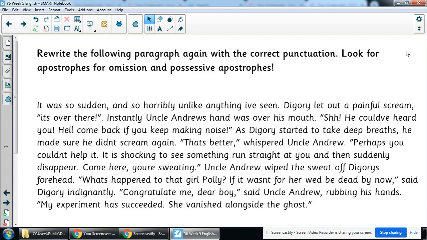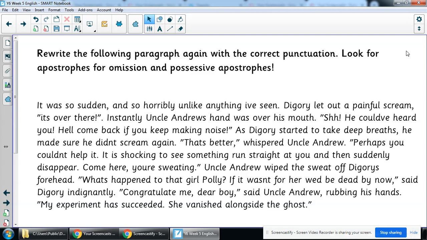It is shocking to see something run straight at you and then suddenly disappear. Come here, you're sweating. Uncle Andrew wiped the sweat off Diggory's forehead. What's happened to that girl, Polly? If it wasn't for her, we'd be dead by now, said Diggory indignantly. Congratulate me, dear boy, said Uncle Andrew, rubbing his hands. My experiment has succeeded. She vanished alongside the ghost.